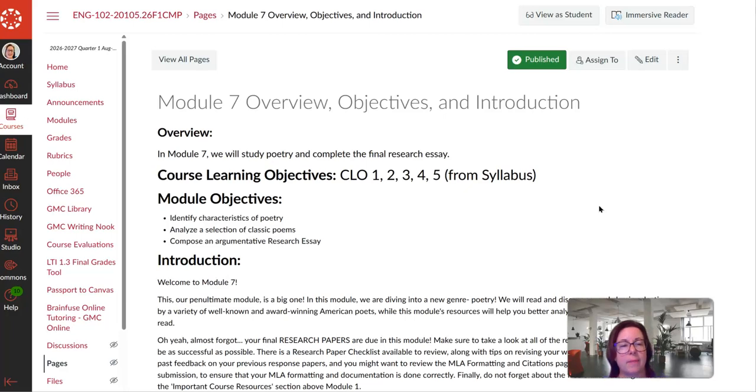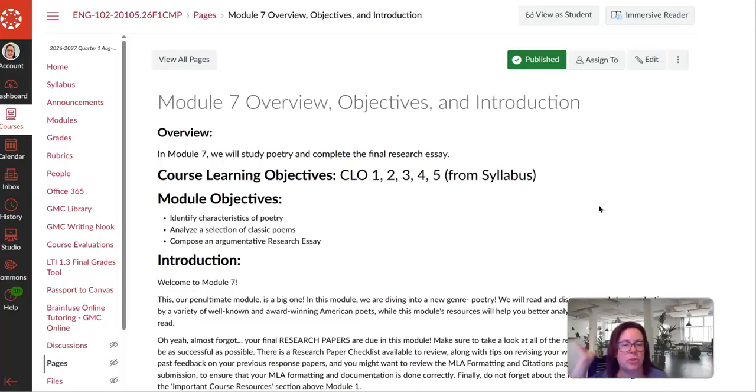And then in Module, I'm sorry, Module 6, you worked on the annotated bibliography, where you went and found 3 sources from the literary databases within the GMC library. So by this point, we've taken the different steps to get you prepared for this research essay.